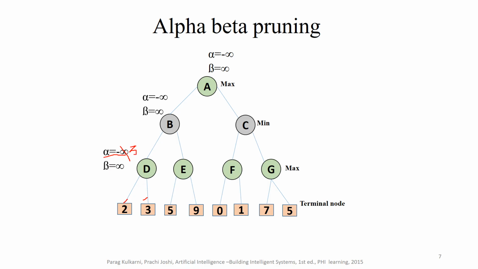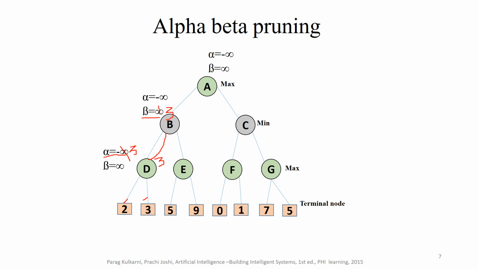Also, the node value of D will also be 3. Now after this, it backtracks to node B. Here node B is the minimum node, so the beta value will get updated. It is the turn of this minimum player to update the beta value. So minimum of infinity and 3 is going to be 3. So this beta gets updated to 3. So at node B, alpha is minus infinity and beta is 3.